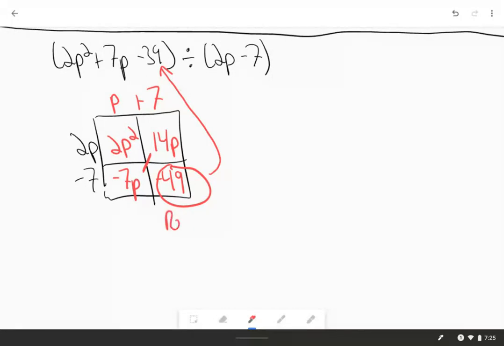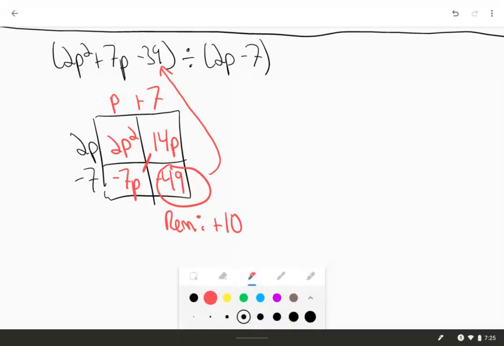Okay. So what is the remainder? Well, I got negative 49, but I need negative 39. So to go from negative 49 to negative 39, am I going to go up or down? And the answer is I'm going to go up. Okay. I'm going to go up by 10. So my remainder in this case is positive 10. To go from negative 49 to negative 39, I go up by 10.